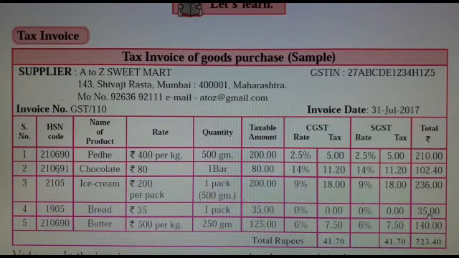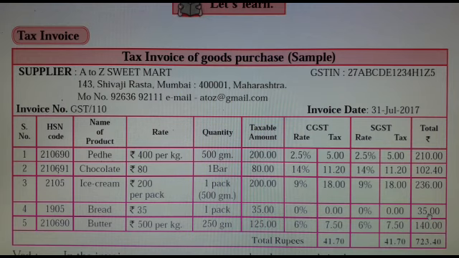Here is an invoice, means receipt, showing the tax invoice of goods purchase. Observe this carefully. It is the sample copy of the receipt. At the top to the left, the name of supplier is written. His address is mentioned there. Email address and mobile number is also mentioned. Below that, invoice number is written, GST/110. That means receipt number.